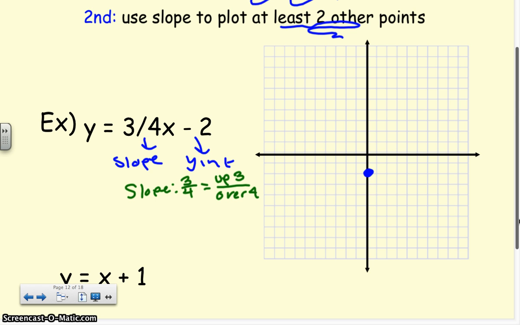So I'm going to go up 1, 2, 3 and over 4. 1, 2, 3, 4. Plot it. Up 3, 1, 2, 3 over 4. 1, 2, 3, 4. Plot it. I connected. I made 2 other points. Look at me go. I'm good. Now look at my line. It has arrows on both sides. It is extending past the points. It is making Miss Mahal happy. It is not a segment. Okay? Questions?